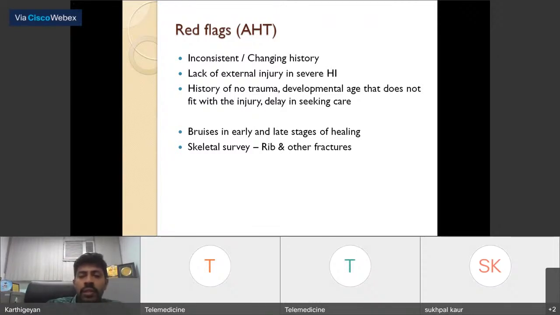The amount of injury versus the history given does not correlate. And these children don't have obvious external injuries which would indicate otherwise normal trauma. One should always look for other physical signs like multiple bruises, because it's a chronic repetitive trauma. They can have bruises at various stages of healing, and always look for other skeletal fractures, more commonly rib fractures and other long bone fractures.